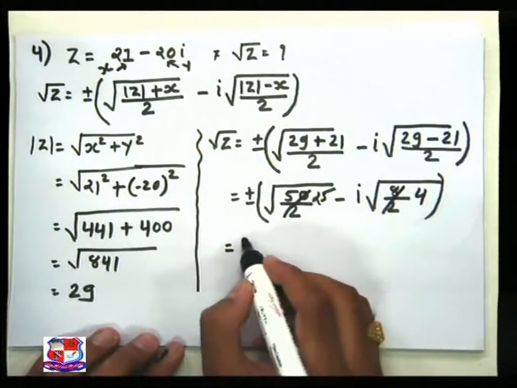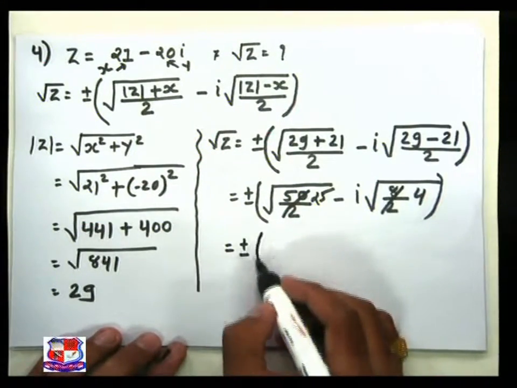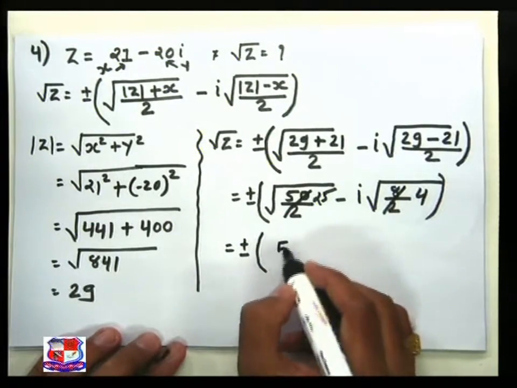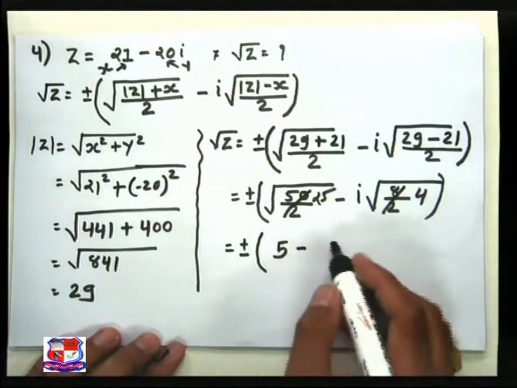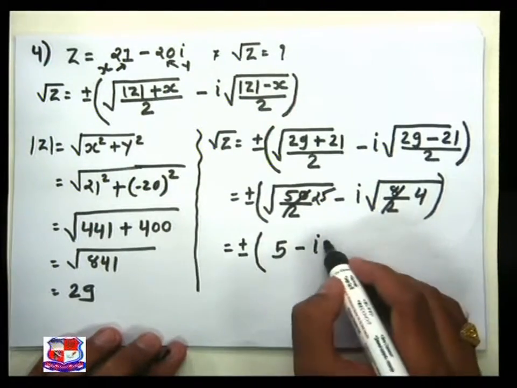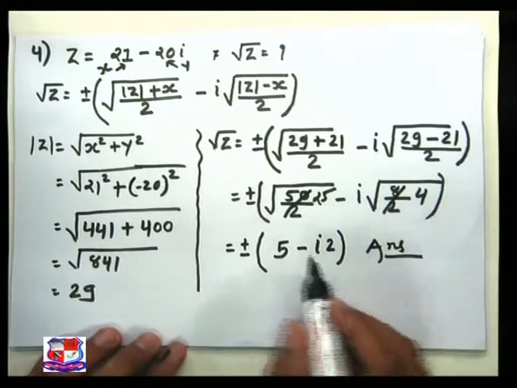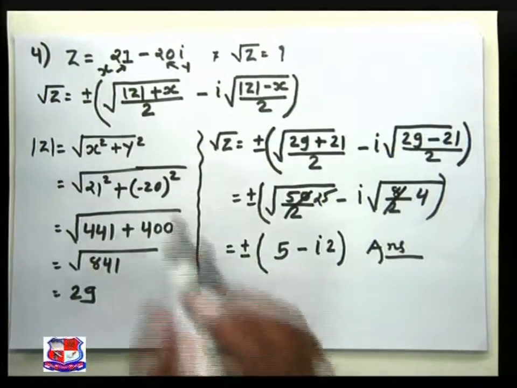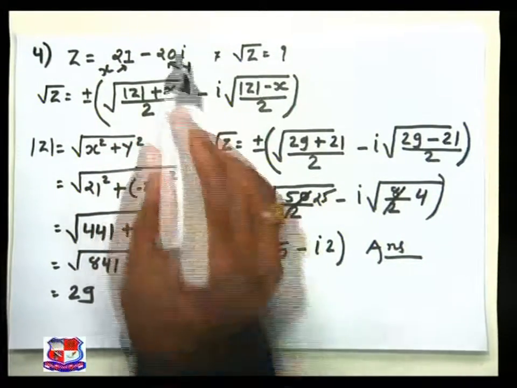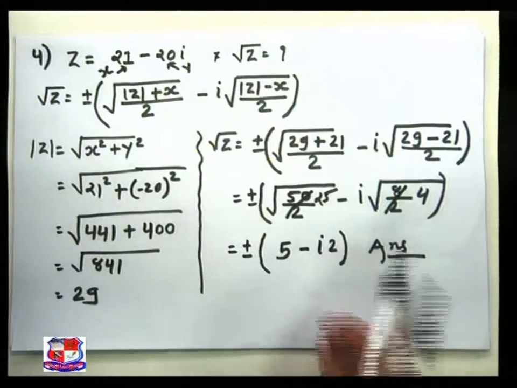So we can write our final answer, that is plus or minus the square root of 25, which becomes 5, minus i times the square root of 4, that is 2. So our final answer: the square root of 21 minus 20i is plus or minus (5 minus 2i).